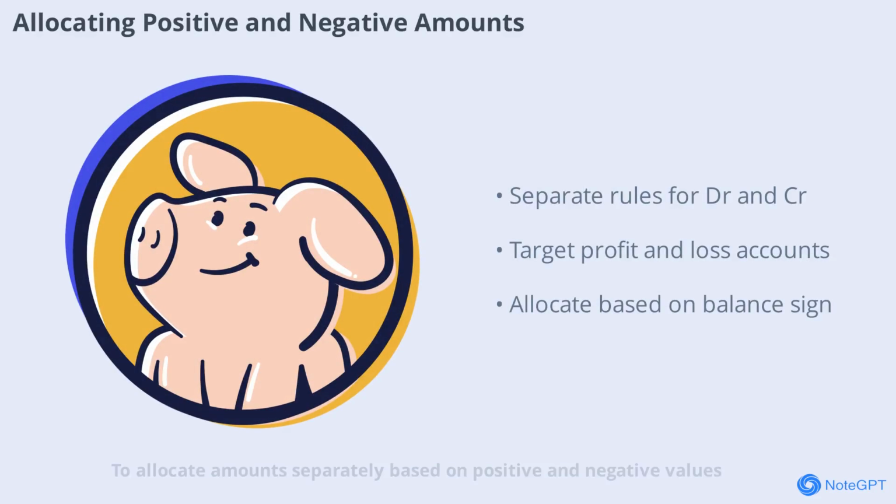To allocate amounts separately based on positive and negative values, define two allocation rules. Use period activity DR for positive balances and set the target to a profit account. Use period activity CR for negative balances and set the target to a loss account. This ensures that debits and credits are allocated appropriately.